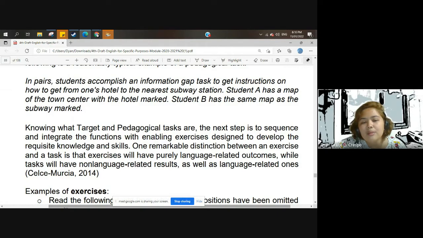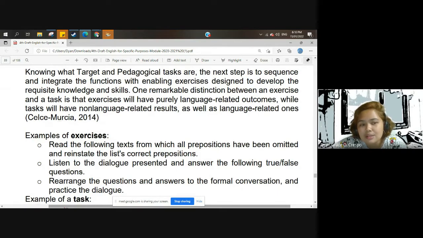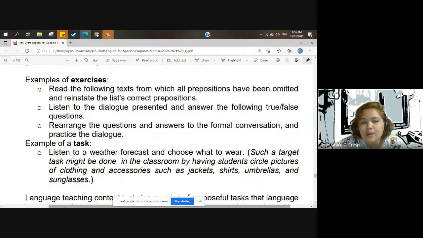Knowing the target and pedagogical tasks, the next step is to sequence and integrate the functions with enabling exercises designed to develop the requisite knowledge and skills. One remarkable distinction between an exercise and a task is that exercises will have purely language-related outcomes, while tasks will have non-language-related results, as well as related ones. So, as you can see, makikita natin yung pinagkaiba ng dalawa.